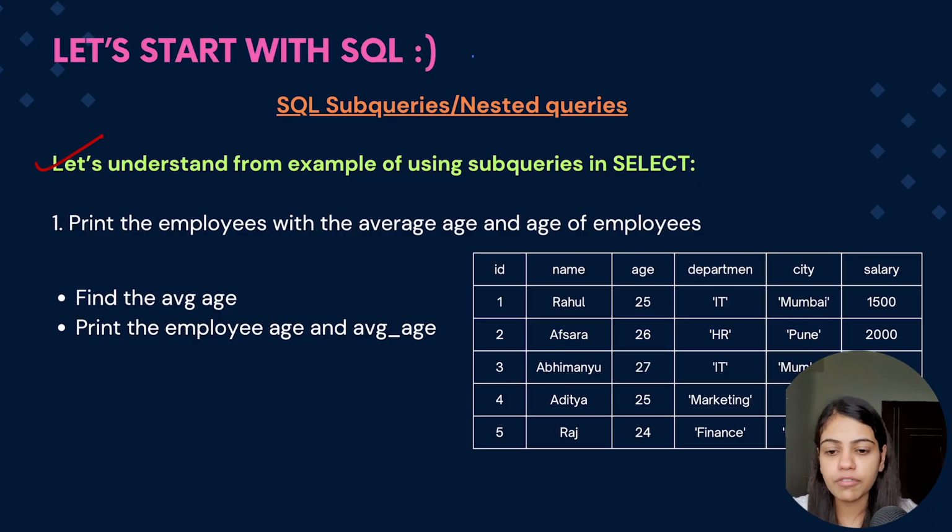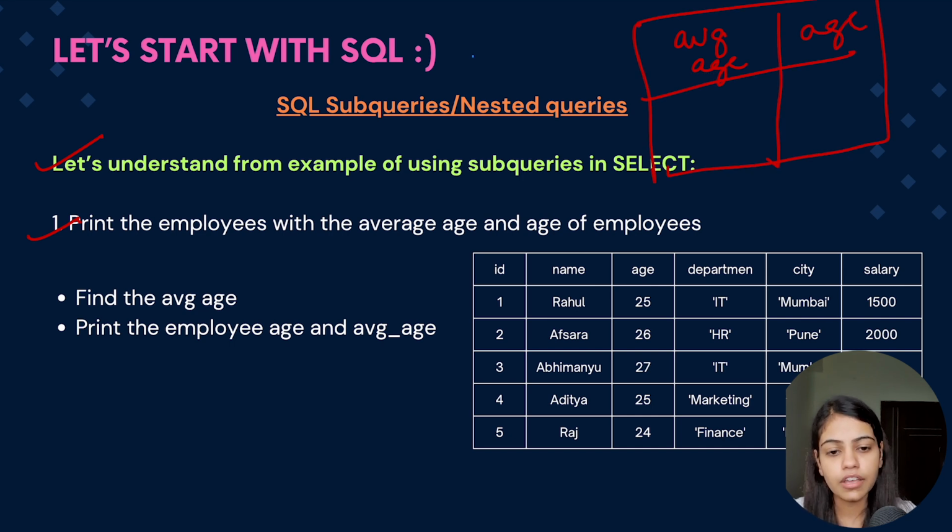So let's understand from an example of using subqueries in the select statement. We have to print the employees with average age and the age of all the employees. In the final result we'll get something like this, where this would be replaced by the average age of this particular age column, consider it's 23, and here we give the age of all employees, like 24, 25, and here it will be only 23, to compare that if the age is 25, what is the average age in the entire employee table.